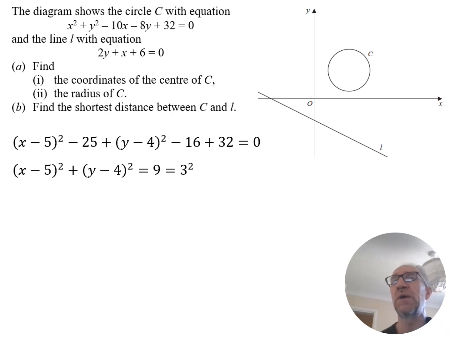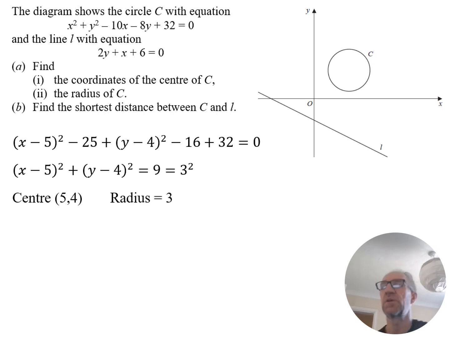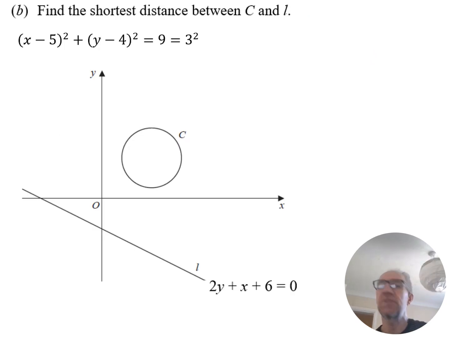Now it's in the right form, because the 5 and the 4 tell me where the centre is, and the 3 tells me that the radius is 3. So that's that sorted. Now we're going to find the distance between the line and the circle. There's the centre. It's at 5, 4. So that's the distance that I want.